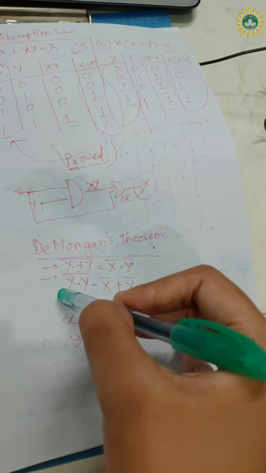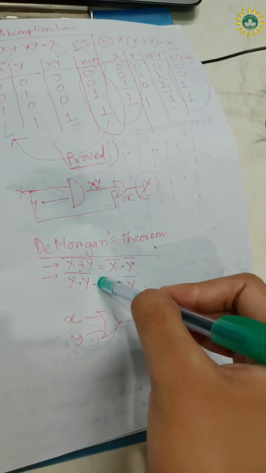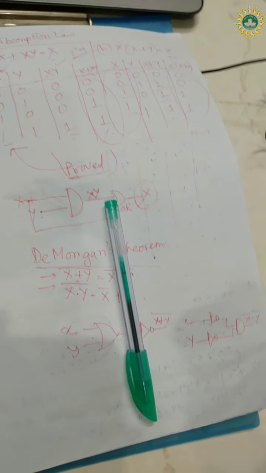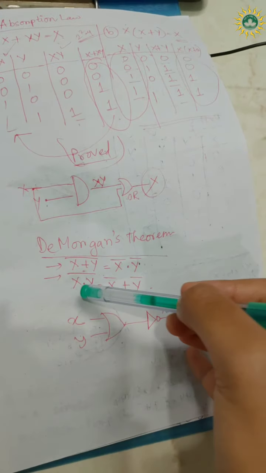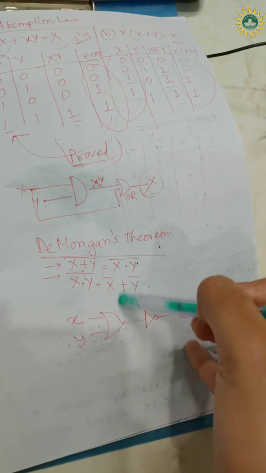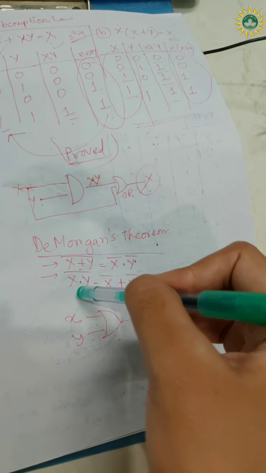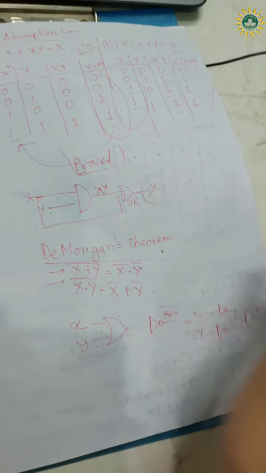In case you have (x and y) whole complement, then you will break the and to or, and then you will break the line, which is x bar plus y bar. In between you are changing the and to or. Okay, this was De Morgan's theorem. Now get back to today's lesson.